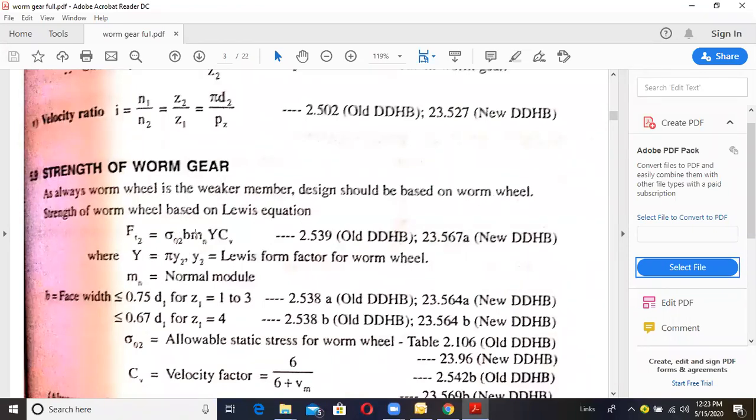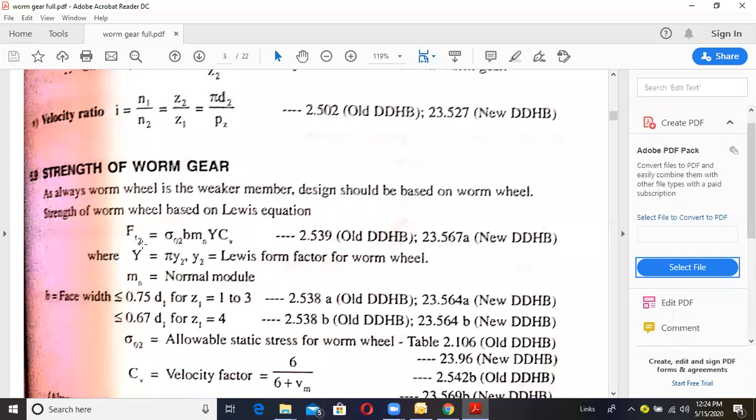First we have to calculate strength formulas. We are going to calculate the strength of the worm wheel. First, the strength of the worm wheel based on Lewis's equation. So Lewis has given one equation, and based on that we are going to calculate the strength. The formula: Ft2 is equal to sigma naught B Mn y into Cv.